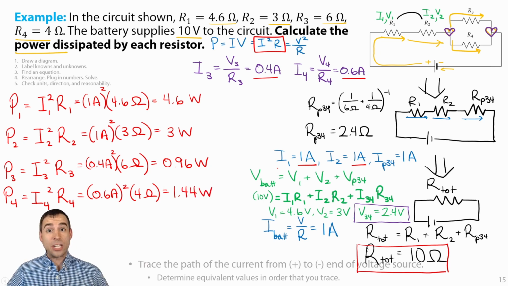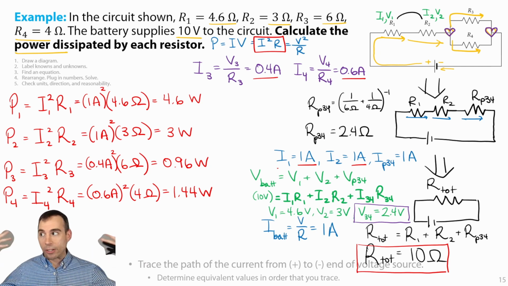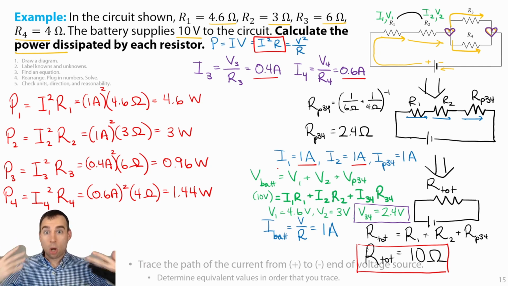Here we see each of our power values for each individual resistor, and notice that there's really no other way of doing this. You have to basically figure out the current, voltage, or resistance of each circuit element.